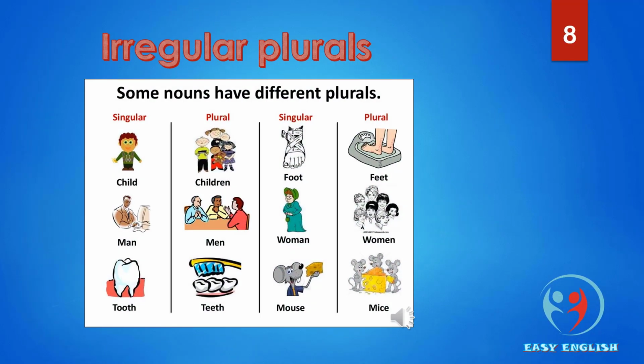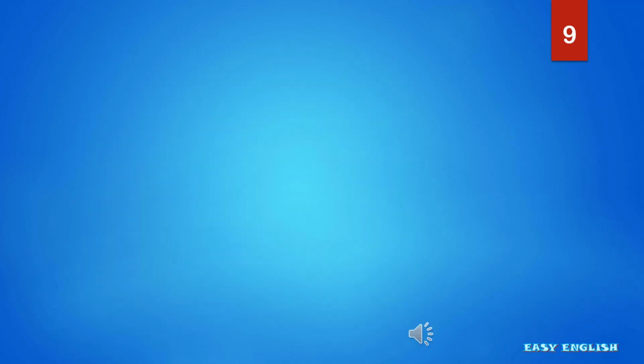Irregular plurals. Some nouns have different plurals. Singular, child. Plural, children. Man, men. Tooth, teeth. Singular, foot. Plural, feet. Woman, women. Mouse, mice.